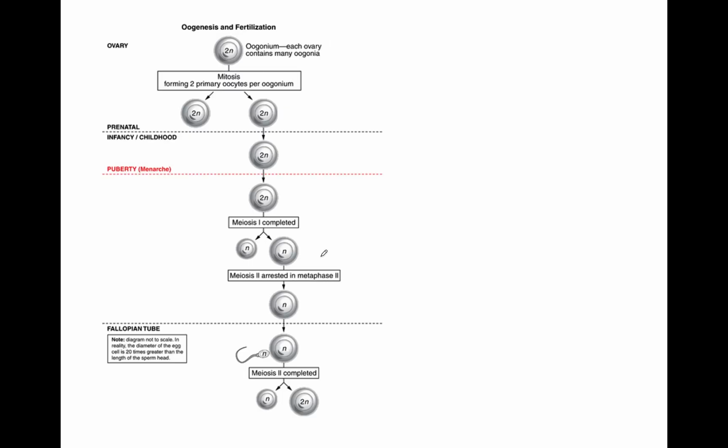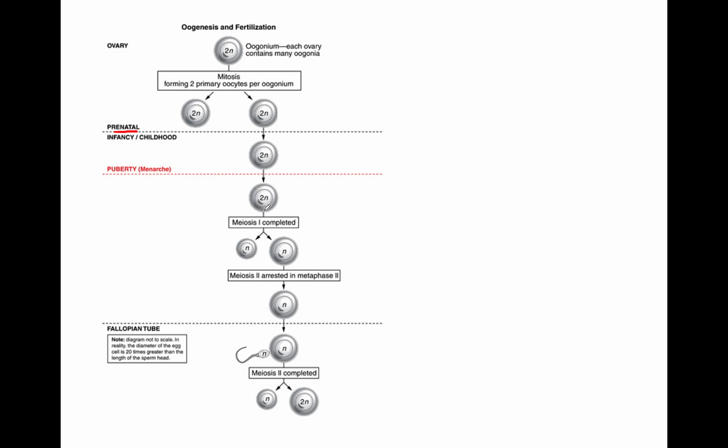This diagram again demonstrates what we looked at previously. We've got those diploid oogonium, which undergo mitosis many times to produce many more diploid oogonium. Now this is prenatal, so this is all taking place within the female fetus. During the childhood years, in infancy, the oogonium persist at this stage, part of the way through meiosis 1. When they reach puberty, meiosis 1 is completed.